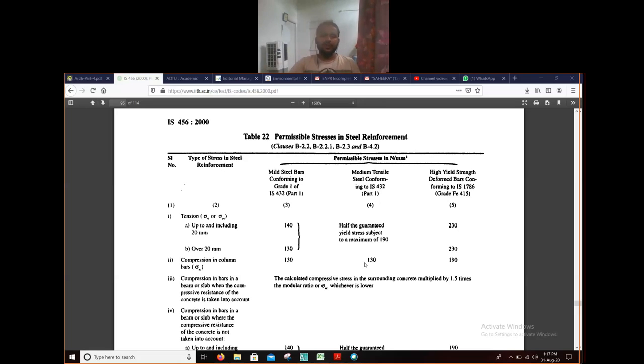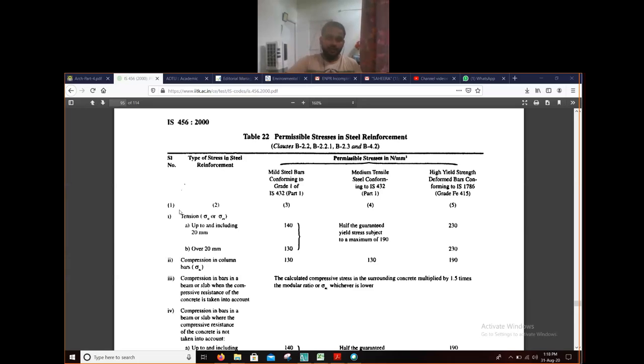So from this table, you can find out the value of sigma st. Sigma st means maximum permissible stress in steel. It is written also permissible stresses in steel reinforcement, which will be indicated by sigma st. In this table, in the left column, you can see a serial number, then type of stress in steel reinforcement.